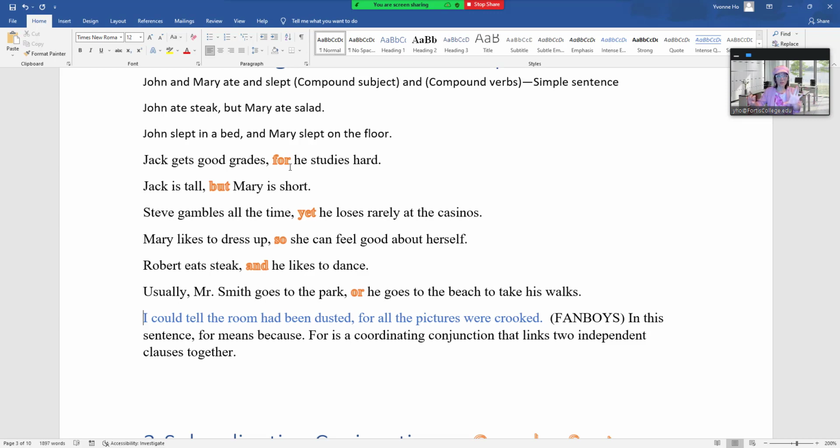So independent clause, comma, coordinating conjunction, FANBOYS, then another independent clause, and that is a compound sentence. So let's review so far. A simple sentence is when you simply have a subject, verb, and object. John eats steak. Then when you have a compound sentence, you have two sentences joined together by FANBOYS. John eats steak, but Mary eats salad. So far we've done a simple sentence and a compound sentence.